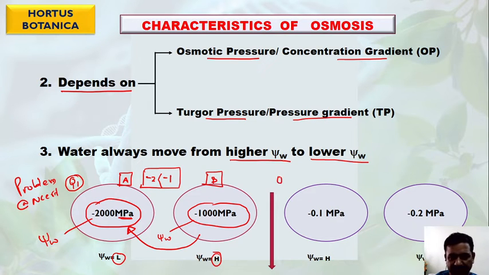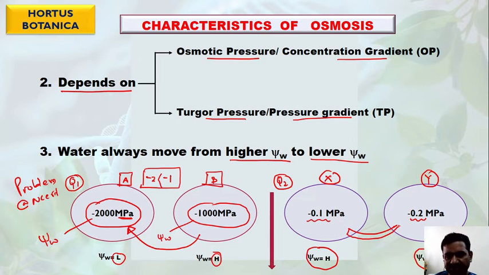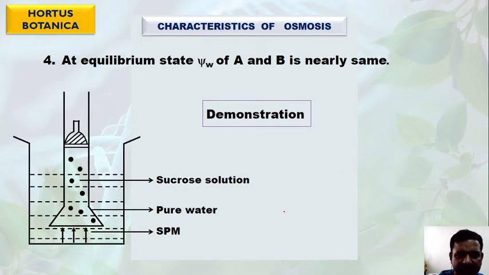Similarly, see question number 2 given in our NCERT. Suppose this is your X and this is your Y. Two cells we have. In the first case, we have -0.1. Here it is -0.2. Just as I told you, minus is there. So this value is high, this value is low, and water always moves from high water potential to low water potential. Isn't it? Very simple.